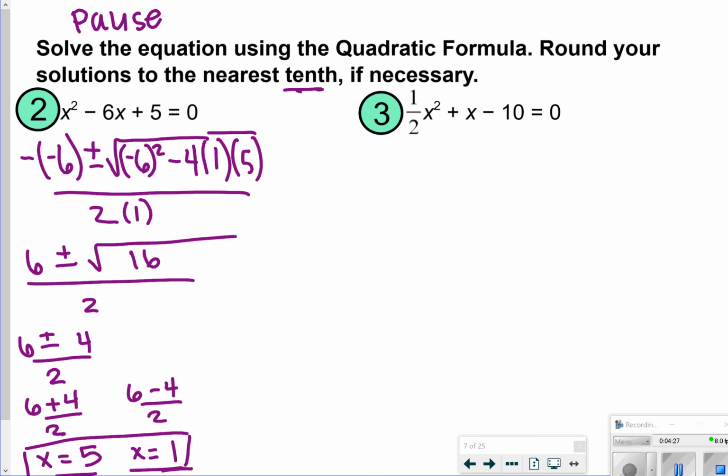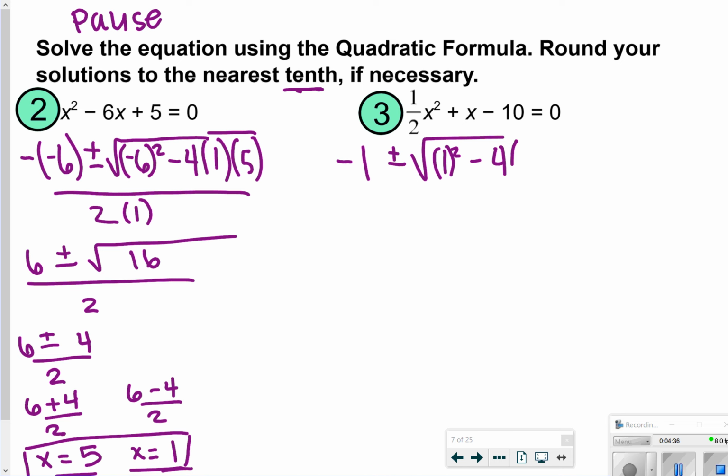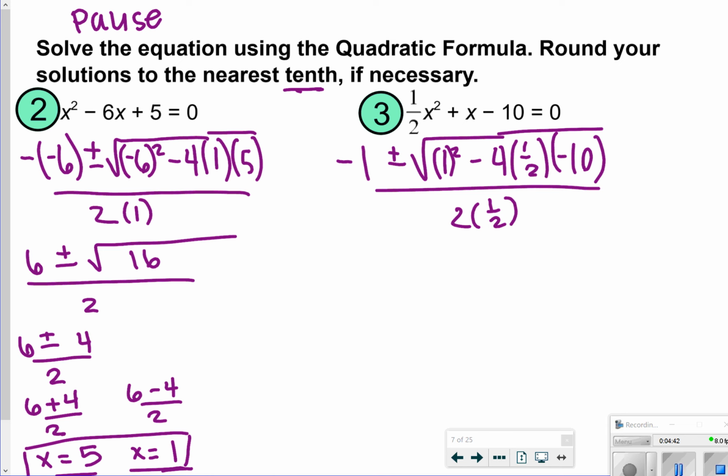Alright, number 3, let's go ahead and plug that one in. So we have negative b, which is negative 1, and then plus or minus the square root of b squared, so 1 squared, minus 4 times 1/2 times negative 10, all over 2a. So we'll have negative 1 plus or minus, we have 1 squared, which is 1, minus 4 times 1/2, which is 2, times negative 10 is negative 20, so it's going to be plus 20, so we would have the square root of 21 all over 1.